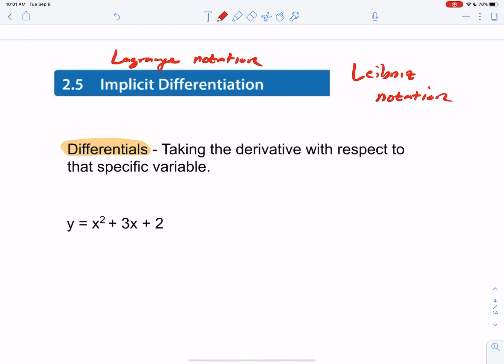Lagrange notation is pretty much like y prime, f prime of x, g prime of x, right? But remember, Leibniz notation can also express derivatives. We use dy over dx, ds over dt. It's really the same thing, just written a little bit differently, all right? So we're going to use Leibniz notation, which means the exact same thing. So here we go.